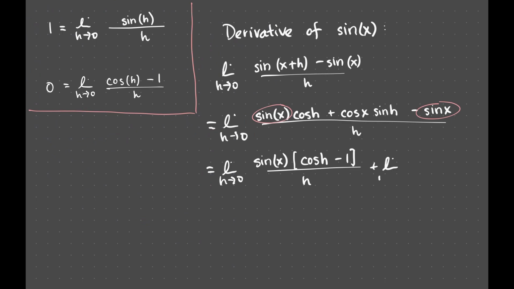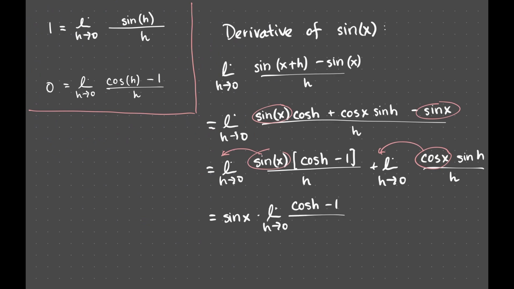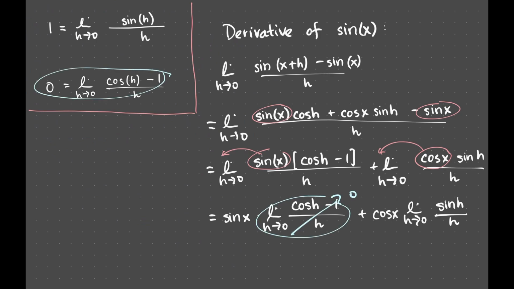Because the limit is being taken in the variable h, any term that doesn't involve this variable can be factored out. So we'll pull out a factor of sine x in the first term and a factor of cosine of x in the second. What we realize then is that the remaining limits are exactly those that we discussed at the beginning of this video. The first, involving cosine, is equal to 0, and the second, involving sine, is equal to 1.